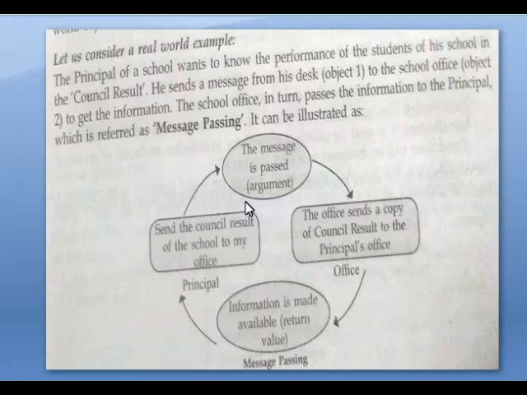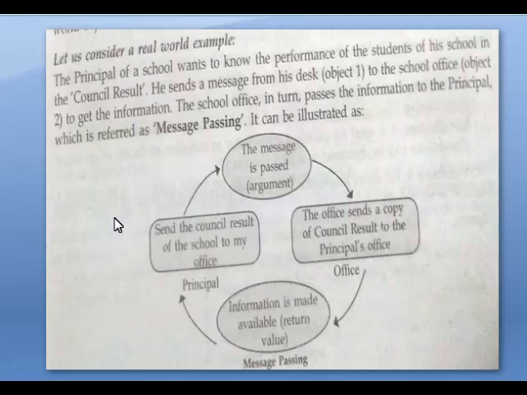So the principal asks for the council result of the school from the office. He is sending the message here. The message is passed. It is an argument. It reaches the school office. The office sends a copy of the council result to the principal's office. So the information is made available, the return value. So this is the real world example for message passing.